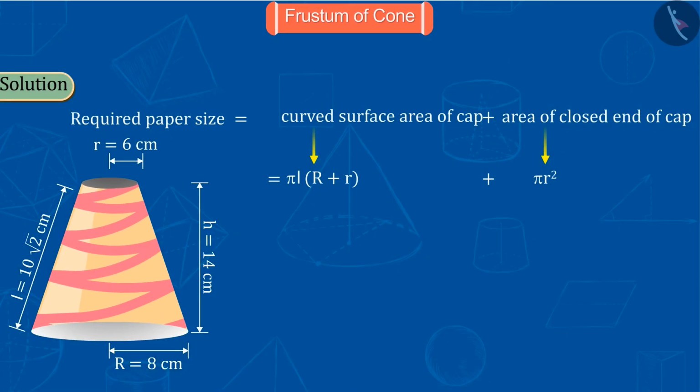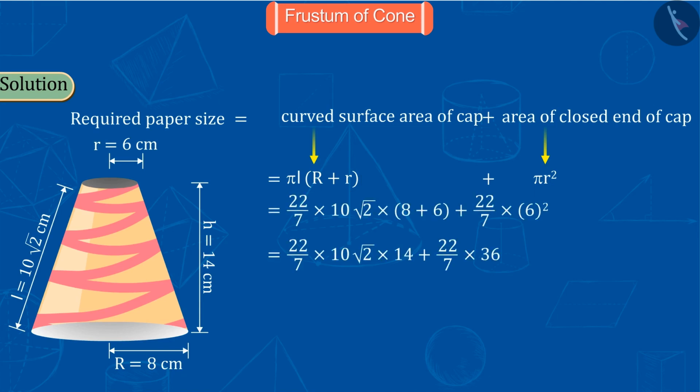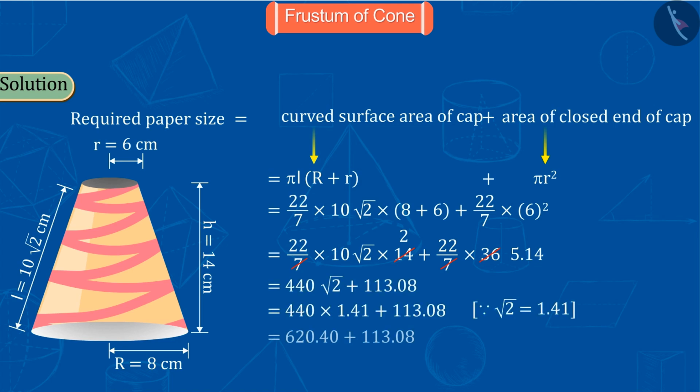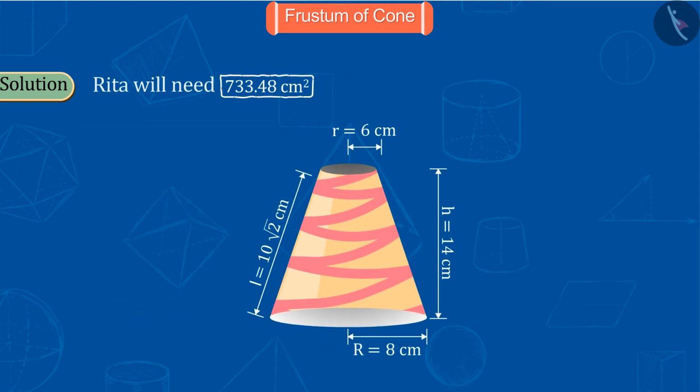Now replace all values in these formulas. On further solving, we get 733.48. So Rita would need 733.48 square centimeters of paper to make the hat.